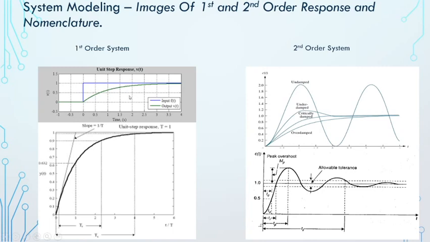Now you see in the upper image here that we have two figures. The blue one is the input. That is, in this case, a stepped input. And the green line is the response for a first order system. This is how a first order system responds to a stepped input. Now you can also define other things such as the rise time and the settling time, but it does not have the peak overshoot and the peak time.